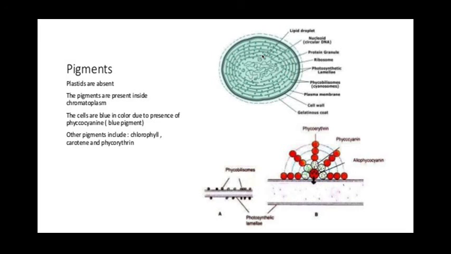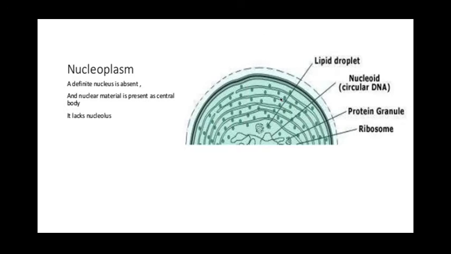So plastids are absent in the case of Nostoc. You can see the lipid droplets. This is the nucleoid, the circular DNA in the central part. Because a true nucleus is absent, there is no nuclear membrane here. You can see the ribosomes, protein granules, photosynthetic lamellae, phycobilisomes, the plasma membrane inside, the outer cell wall, and there is a thick gelatinous coat here.